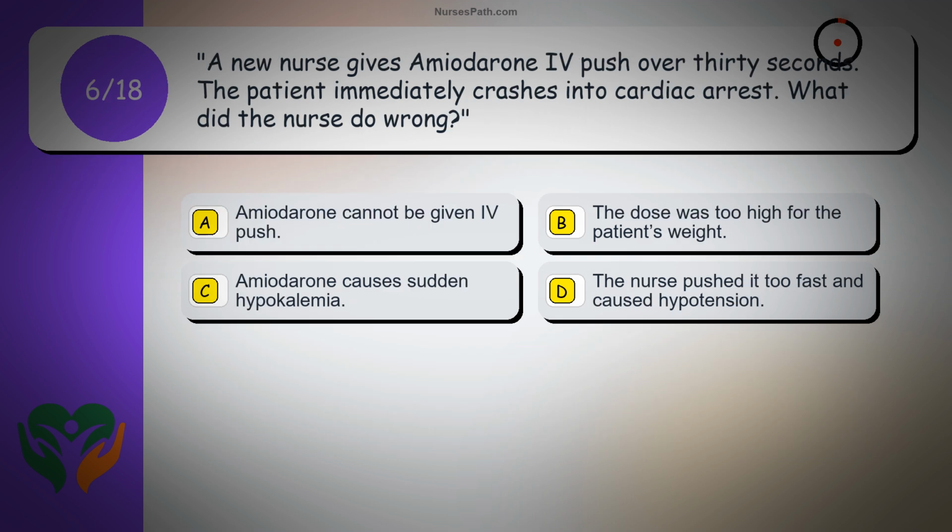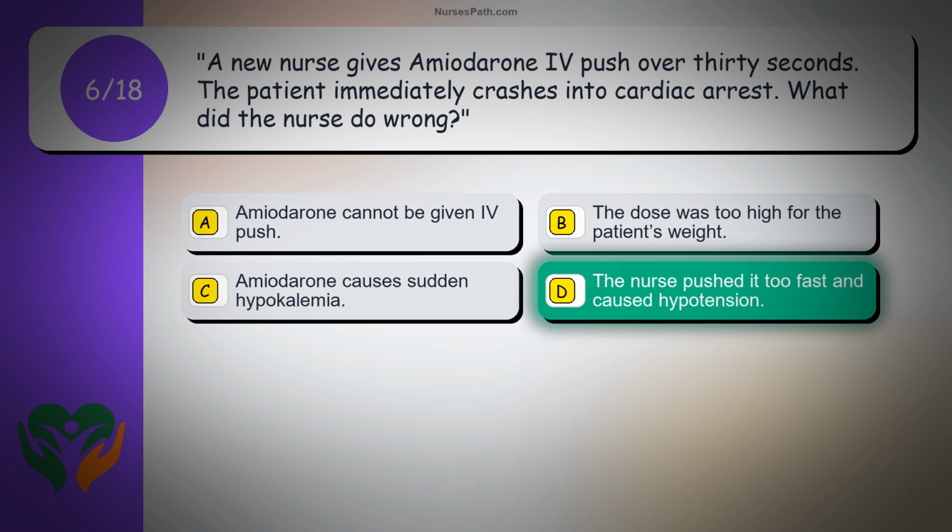Question 6. A new nurse gives amiodarone IV push over 30 seconds. The patient immediately crashes into cardiac arrest. What did the nurse do wrong? Option A. Amiodarone cannot be given IV push. Option B. The dose was too high for the patient's weight. Option C. Amiodarone causes sudden hypokalemia. Option D. The nurse pushed it too fast and caused hypotension.